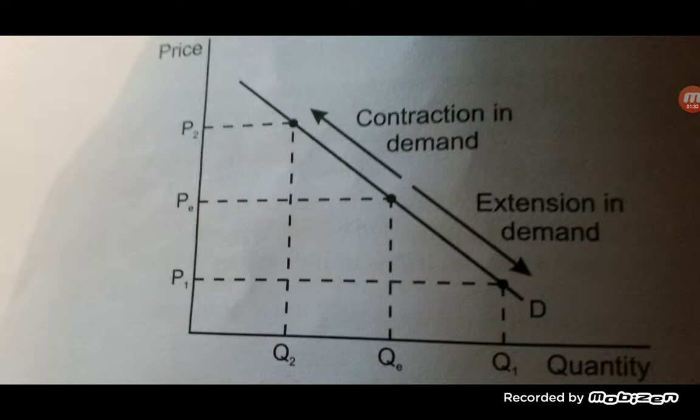A decrease in price from PE to P1 causes an extension in demand. It rises from QE to Q1. An increase in price from PE to P2 causes a contraction in demand. It falls from QE to Q2. So movement along the demand curve is caused by changes in price. I'll repeat that again because it's very important. Movement along the demand curve is caused by changes in price.